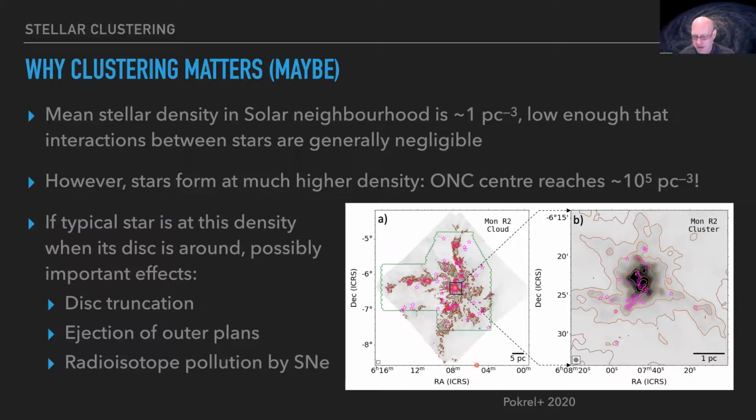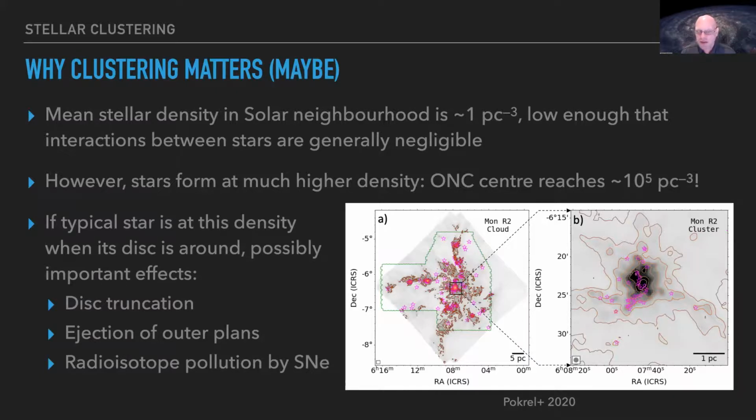So this is illustrated in this plot from Pocrell et al. showing the Mon R2 cloud, where you see in the center, this is 1 parsec, that's the scale bar, and there's a lot more than 1 star there. There's many tens. So the density is much more than 1 star per cubic parsec. Now, if the typical star is at such high densities when its disk is around, there are going to be possibly important effects from interactions between stars.